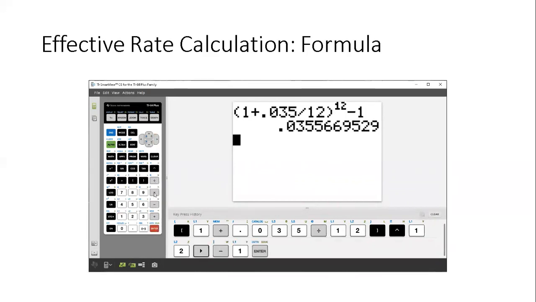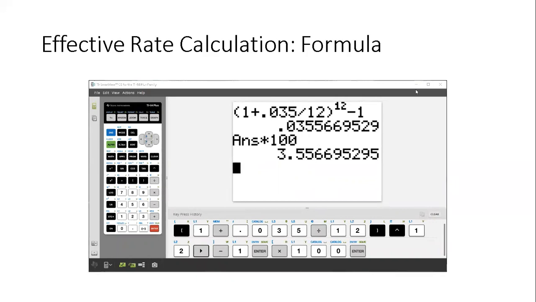And we get 0.03556. We multiply that by 100 to convert to a percent, and we get 3.55669, or 3.56 approximately in terms of percent.